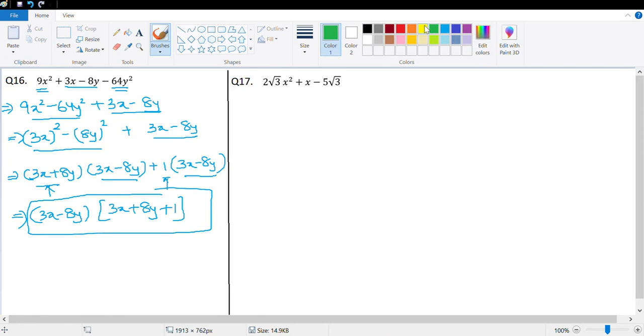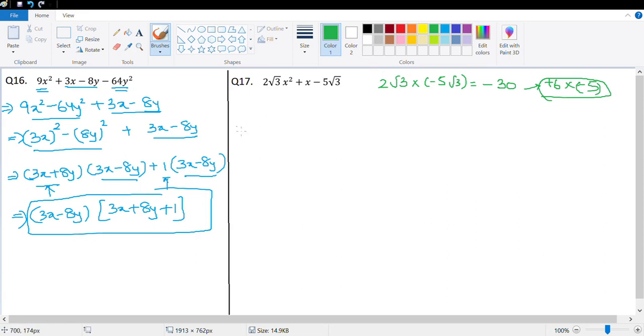The next one that we do is question number 17. Question number 17 says 2 root 3 x² plus x minus 5 root 3. Let's see if we can factorize it by splitting the middle term. So I need to find factors of 2 root 3 multiplied with negative 5 root 3, which is negative 5 into 2, 10, 10 into 3, 30. So I need to find factors of negative 30, the sum of which is plus 1, which means plus 6 multiplied with negative 5. That'll give me negative 30, and if I add them, I will get plus 1.